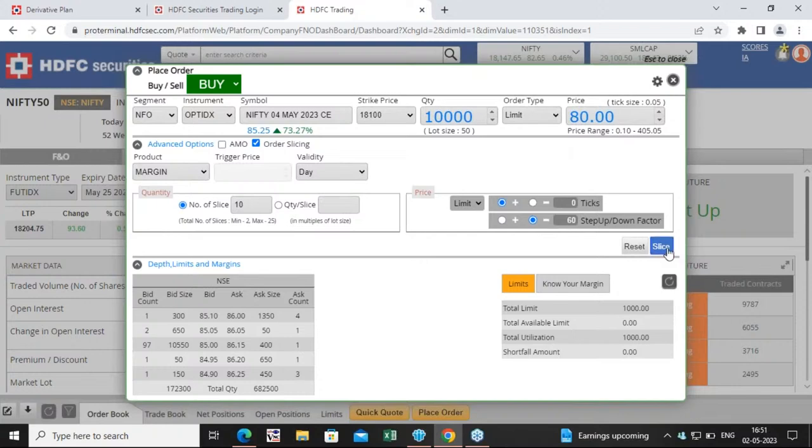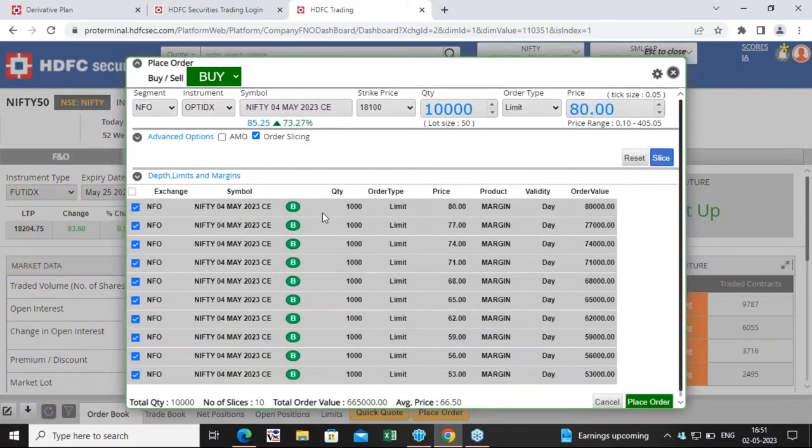When I click on Slice, you can see on the screen, my first order will be placed on 80, second will be on 77, third is 74, 71, and accordingly it will move on. And you can place the order accordingly. Okay, the average price would be 60.50. So when the market is going down, at every 3 rupees difference, your order will be placed.